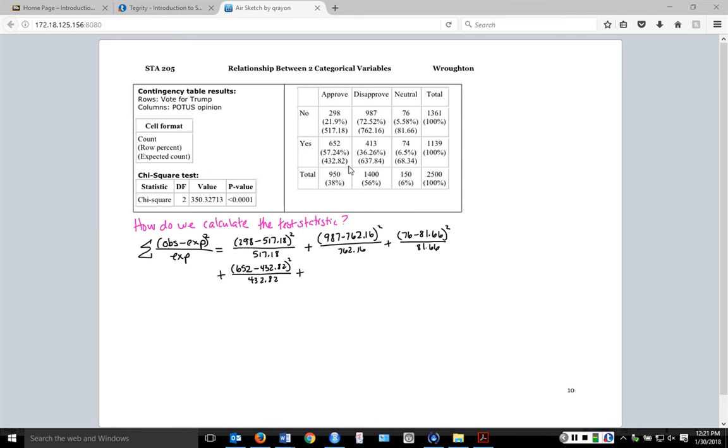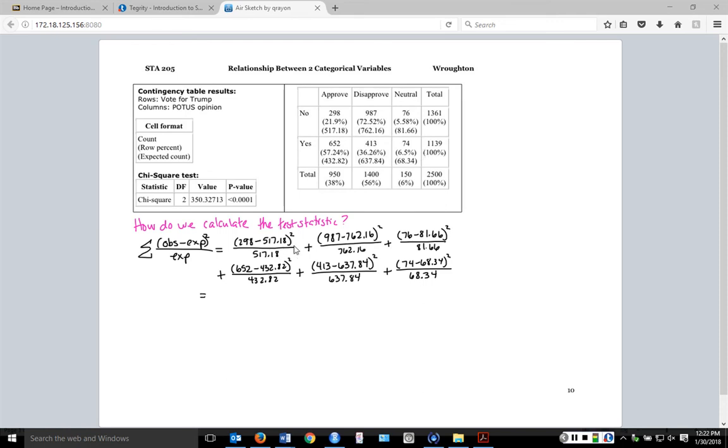Move over to my next one, to the 413 and that 637 number. And then finally our last cell with the 74 and the 68.34. So that's what my formula would look like. Now let's start doing some of these numbers.